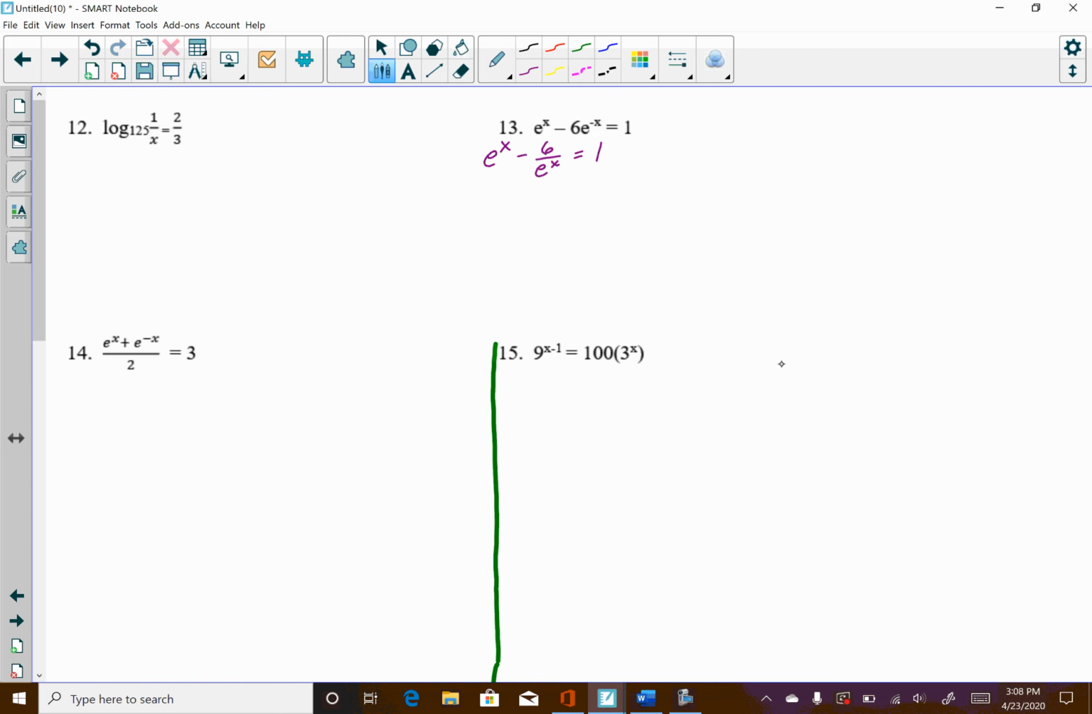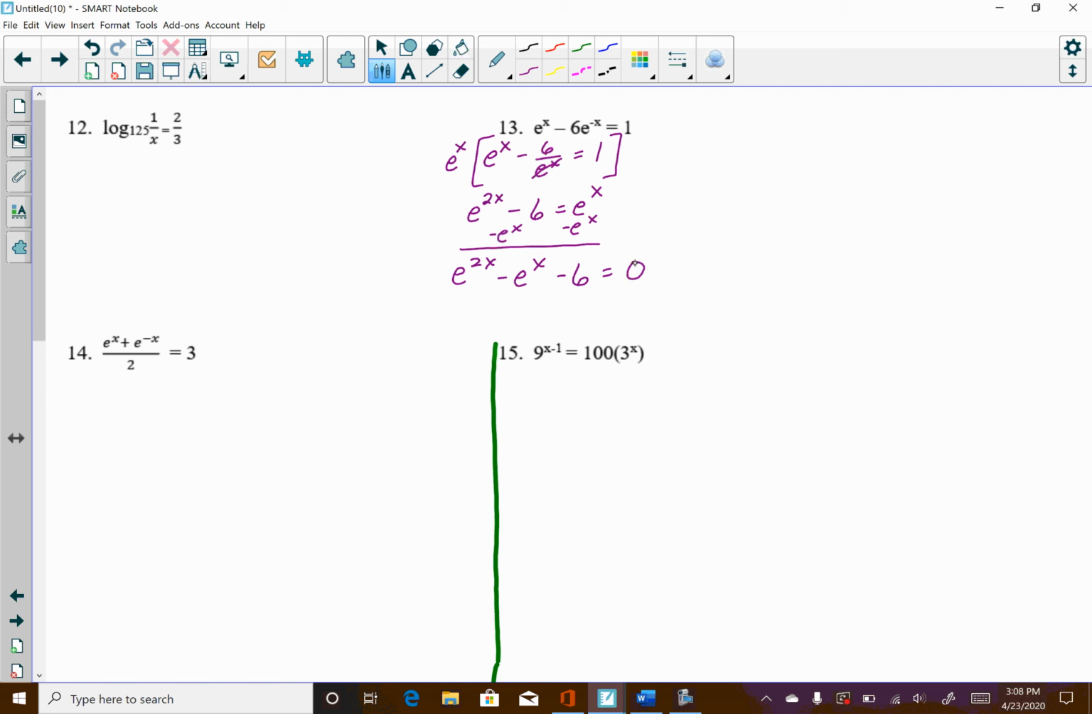And you might think, well, gosh, that made it worse because now I've got a fraction. Well, yes, in a way it did, but you know how to get rid of fractions. Multiply by the common denominator. So e to the x times e to the x, e to the 2x, minus e to the x times this middle term will cancel out and just leave you with 6. e to the x times 1, e to the x. So now let's get that e to the x to the other side. I'm going to subtract e to the x. So now this leaves me with e to the 2x minus e to the x minus 6 equals 0.